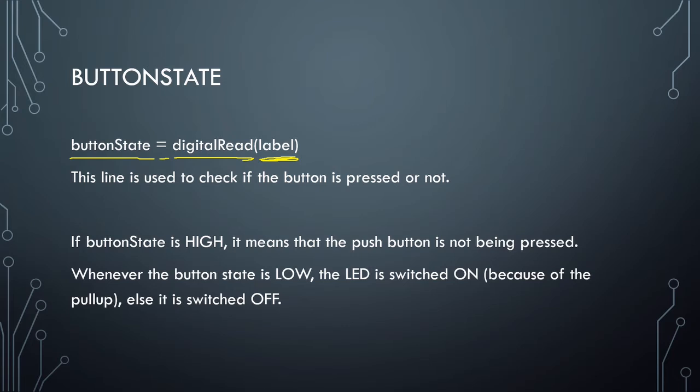In the beginning, you should have assigned some sort of label to that pin number that your push button is connected to. And so what this line does is it checks if the button is pressed or not, because that's important. The code presumably needs to know if the button's pressed, and then it can perform certain actions based on that. And again, because of our pull-up resistor, we're doing a digitalRead, and it will read the button state as either high or low. If it reads it as high, that means the push button is not being pressed. And if it reads the button state as low, that means that it is being pressed.